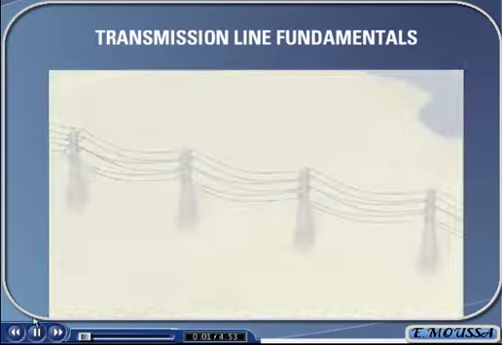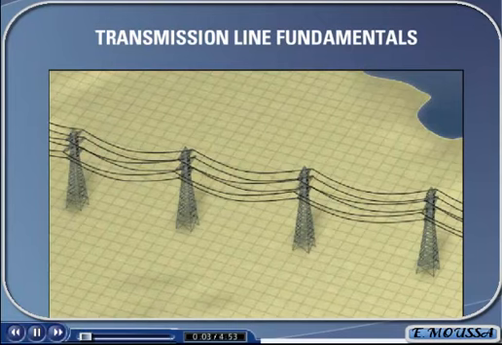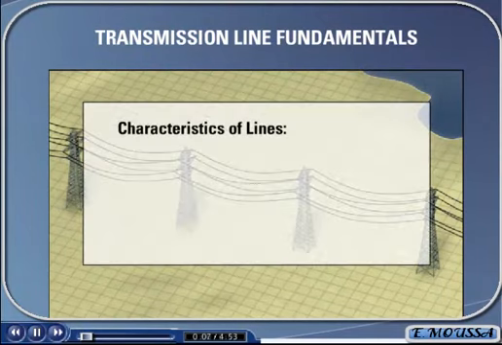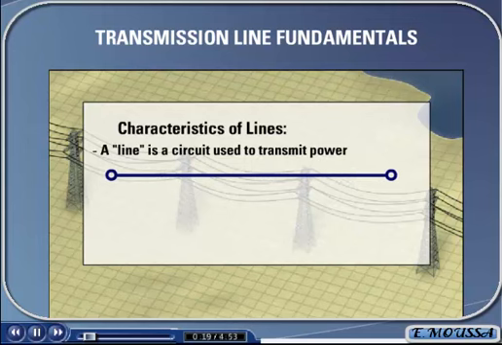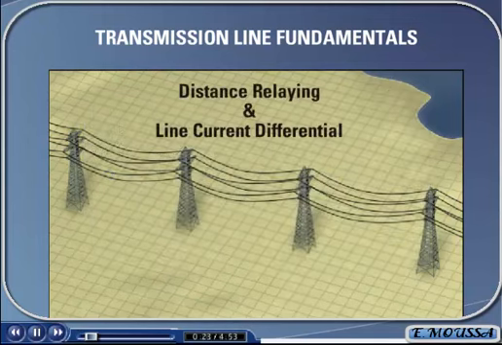We will start this section with a brief overview of transmission lines and their general operation and characteristics in a power system. A transmission line is a circuit that is used to transmit power from one location to another. These transmission lines can span short distances of a few hundred meters to very long distances in the magnitude of hundreds of kilometers. The two techniques of line protection we will address are distance relaying and line current differential.